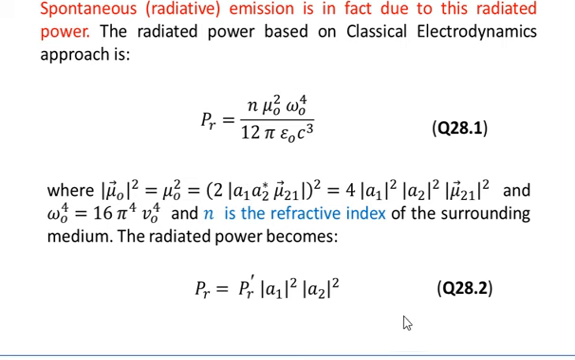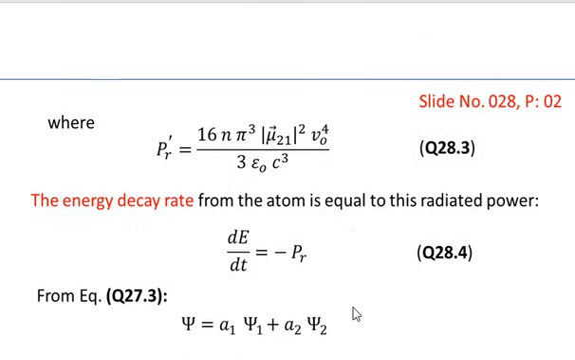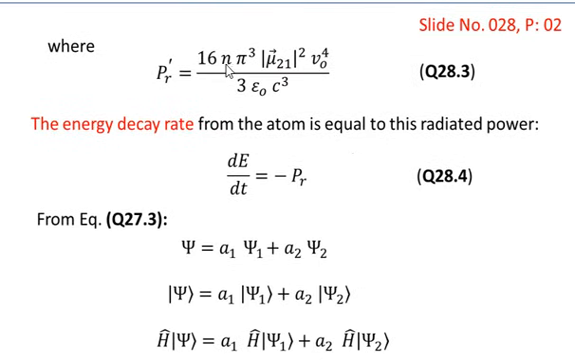So we have at the end, in equation number 2, the radiated power P_R is equal to P_R' into |A1|² into |A2|², where P_R' is equal to 16 n π³ ν0⁴ |μ21|² divided by 3 ε0 c³, as given in equation number 3. The energy decay rate from the atom is equal to the radiated power, that is dE over dt is equal to minus P_R.